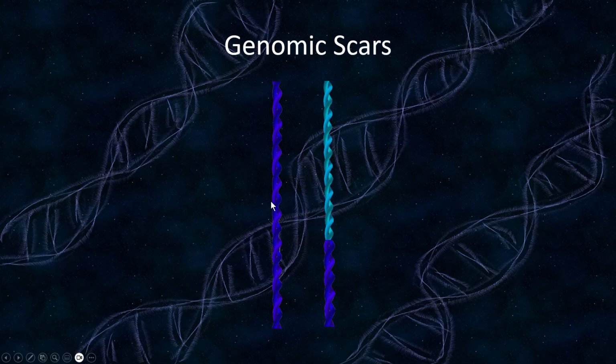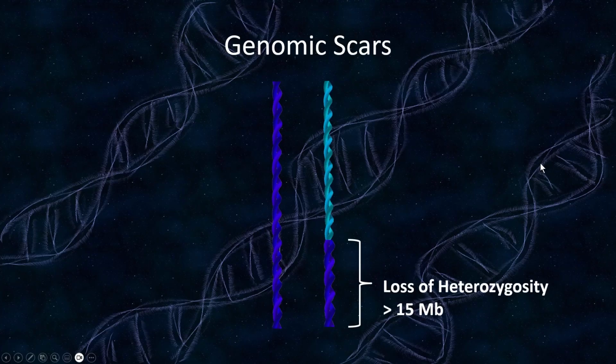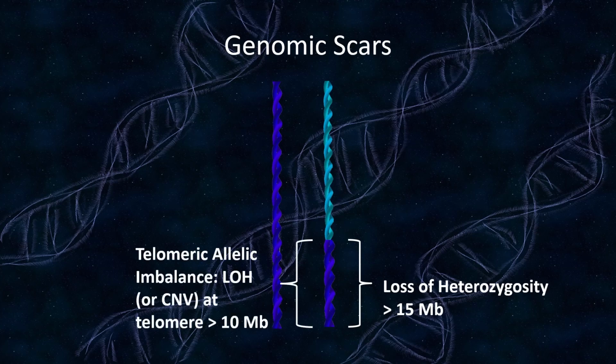Okay, so showing this again, this is a loss of heterozygosity, and there's thresholds for a lot of these. So for it to count as a genomic scar when we do this HRD score, it has to be at least 15 megabases. And so there are three components. The first is just the LOH. The second one is called telomeric allelic imbalance, which is LOH or another CNV at the telomere of at least 10 megabases. So this one change actually qualifies as both of these, an LOH and a TAI.